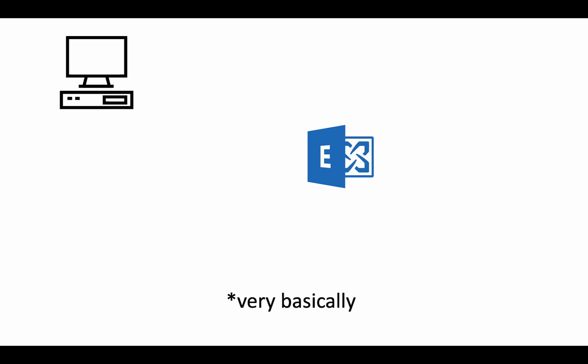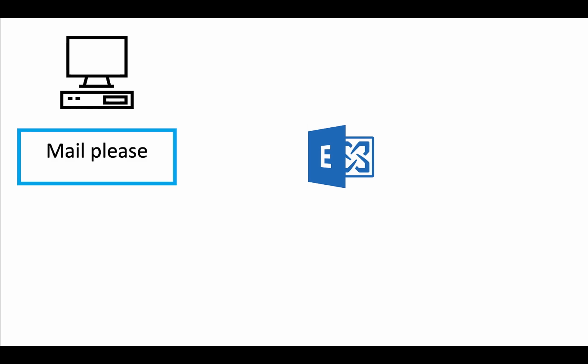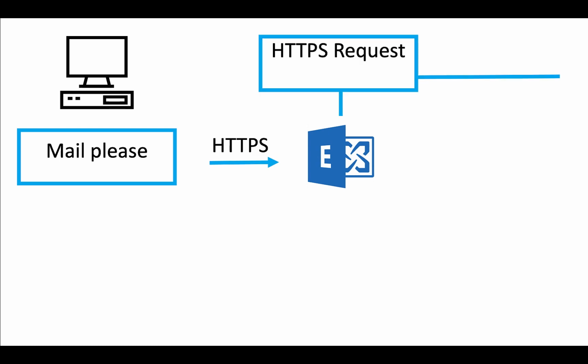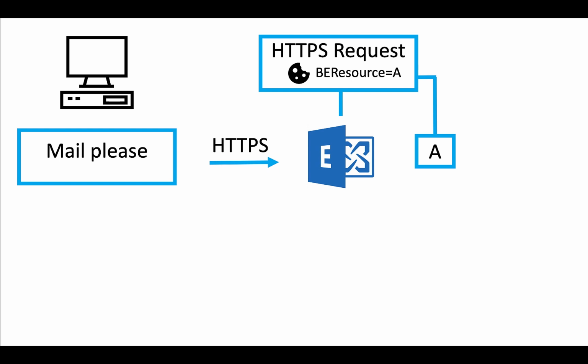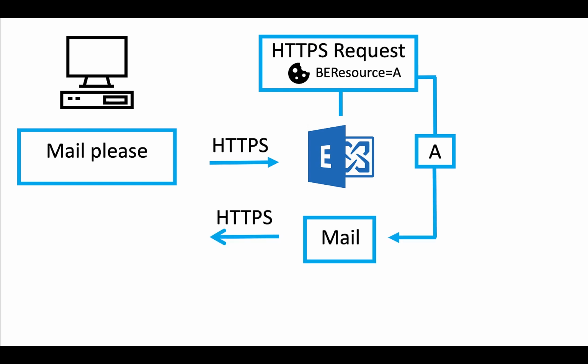Now basically, how Exchange works is that it's an email server on the web. A client comes along and asks to see its mail over HTTPS, and the Exchange server forwards that request onto one of many back-end resources. Which resource it goes to depends on a cookie called BEResource, which routes the request to the correct resource so it can retrieve the mail and send it back to the client.